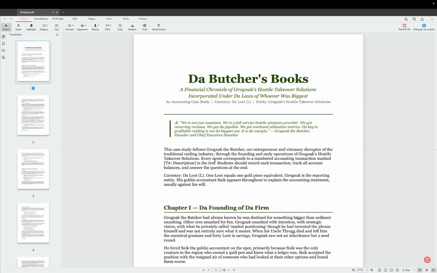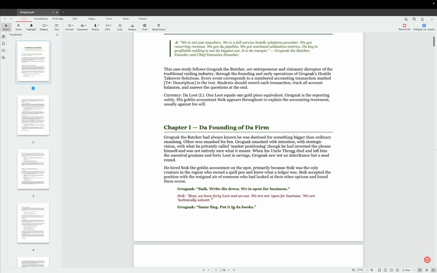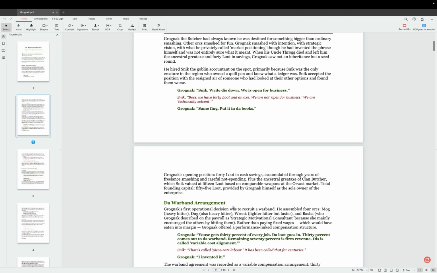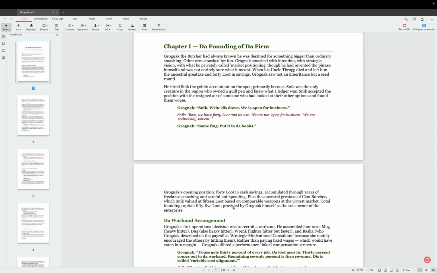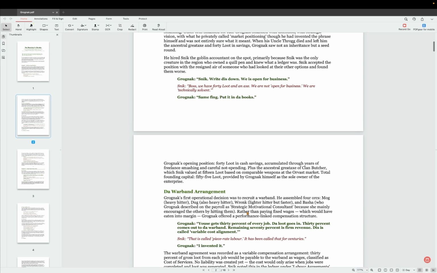So we've got here a case study, which is Grognak, the Butcher's Book. And now I'm identifying the first economic event before making any accounting entries. So in this story, Grognak begins the business with two resources. First, he contributes 40 loots in cash. Second, he contributes a great axe that is valued at 15 loot.